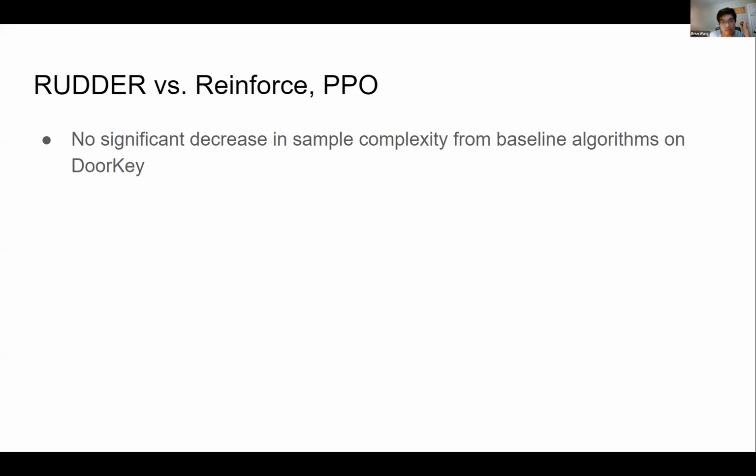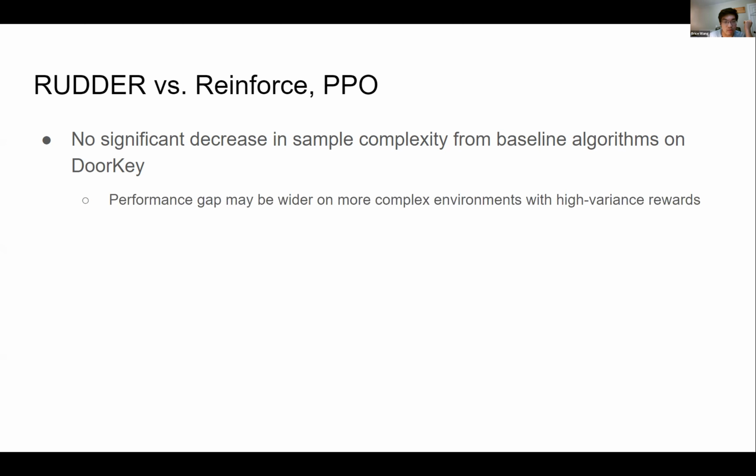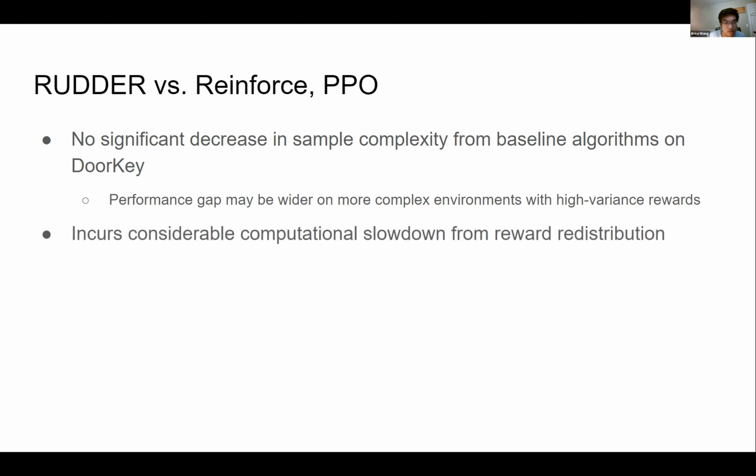How it compared to our baselines was we didn't really see a significant decrease in complexity. We think maybe the environment was the cause, or maybe certain conditions would be more conducive for Rudder improving. And also Rudder demonstrated a lot of computational slowdown because you have to basically ingest all of the states in a trajectory into some kind of recurrent structure.